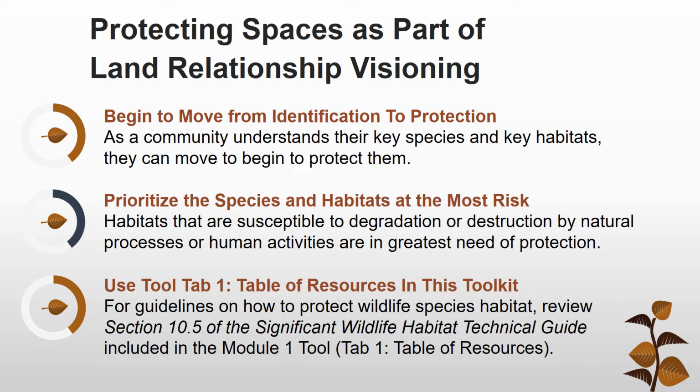Protecting spaces is an important part of land relationship visioning. Begin to move from identification to protection. As a community understands their key species and key habitats, they can begin to protect them. Prioritize the species and habitats at the most risk. Habitats that are susceptible to degradation or destruction by natural processes or human activities are in greatest need of protection. You can use Tool tab number 1, Table of Resources, to learn more about how to protect wildlife species habitat.